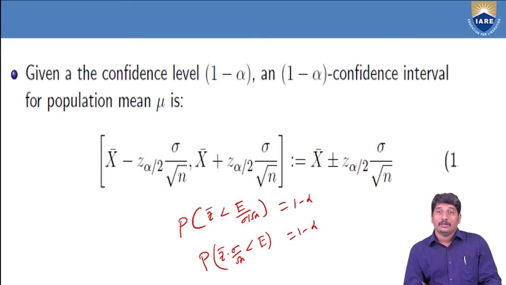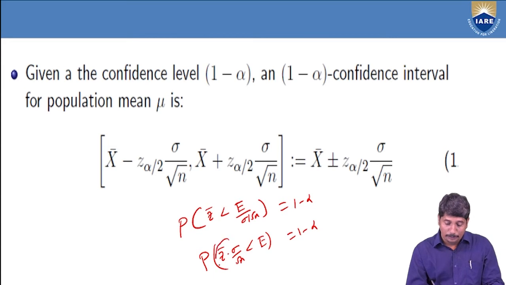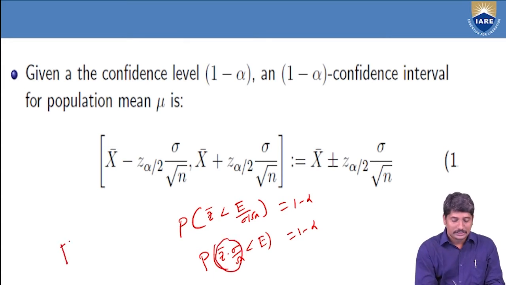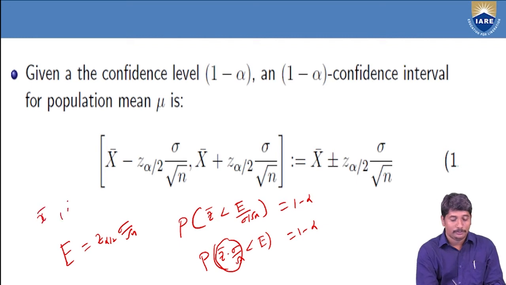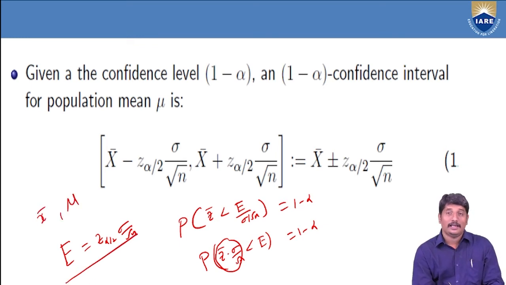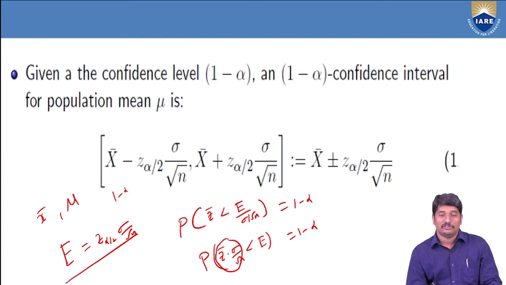So this particular value is represented with E, which is called the maximum possible error, that is, Z alpha by 2 into sigma by root n. So this motivates us to define the maximum possible error between x bar and mu, which is called the maximum possible error or marginal error E, represented by Z alpha by 2 sigma by root n at 1 minus alpha level of confidence.